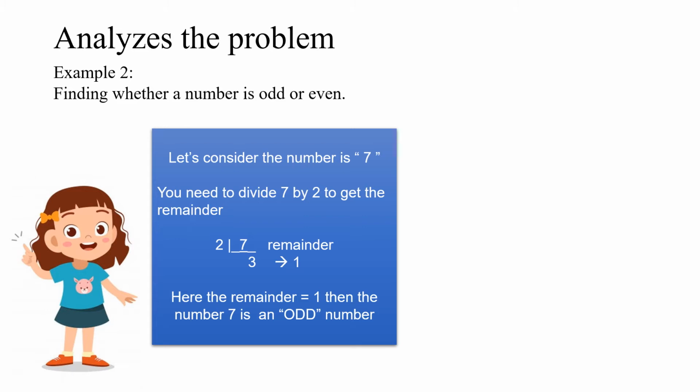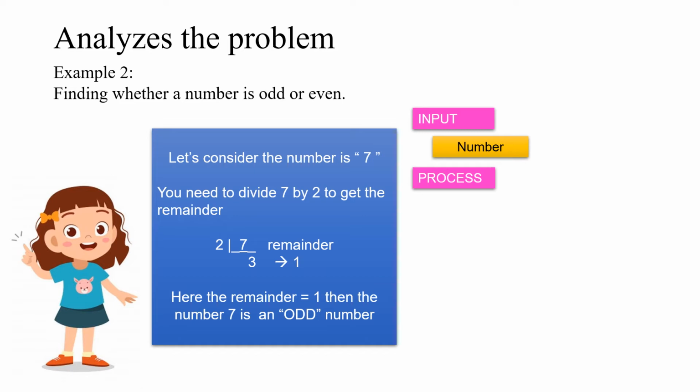According to the problem analysis using input, process and output, let's look at how to analyze this problem. Input, we can say the number. The process. Process is the steps that you need to follow. Find whether the number is odd or even.